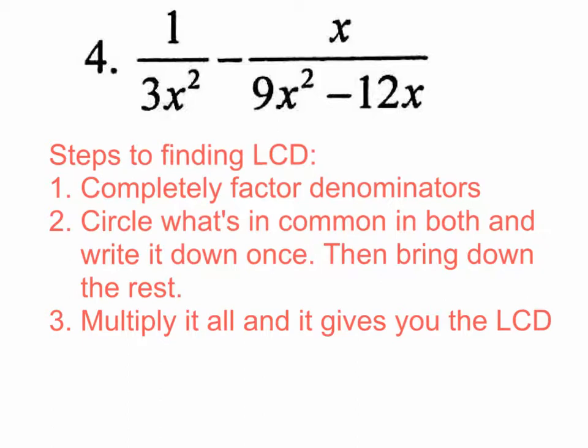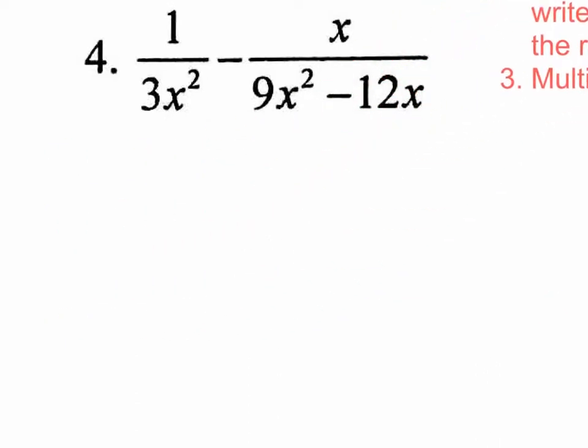In this case, we have these steps provided for us to be able to find the LCD. Step 1 is to completely factor all denominators. Okay, so let's do that. Let's move this to the side. And that first denominator, you can't really factor it. I mean, you could break it down if you wanted to: 3 times x times x. Might as well do that just for fun. 3 times x times x.